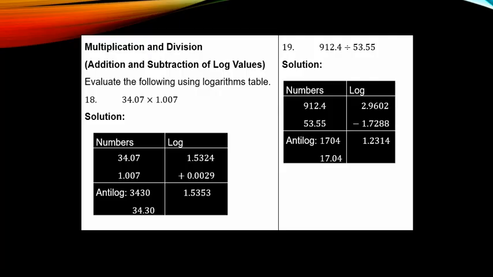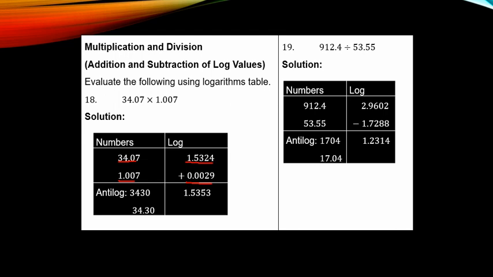So from the logarithm table, our answer for 34.07 is 1.5325. The difference is 1. Some tables, due to approximation, may have variation, but for the second number, 1.007, it is exactly 0.0029. Now that we've gotten the logarithm, we said multiplication implies addition of log values.